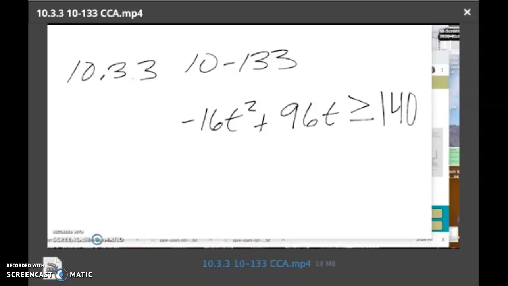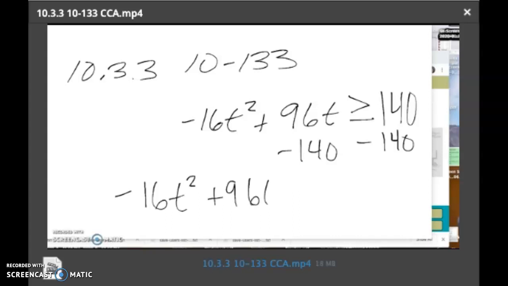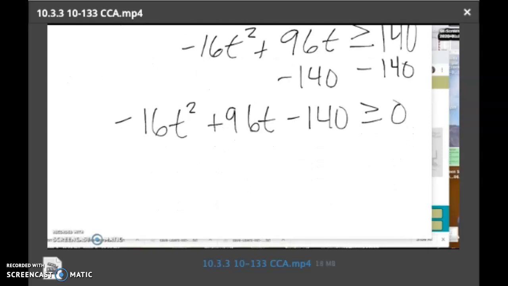What are the x-intercepts, or in this case we have t. So I'm going to first get this in standard form. So I'm going to subtract 140 from both sides. All right, so once I have it like that, then I'm going to need to solve this. And so I can either use the quadratic formula, or I can factor and use a generic rectangle.